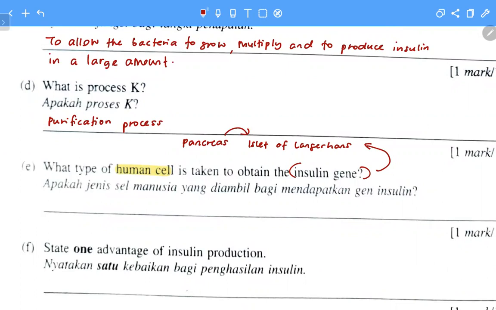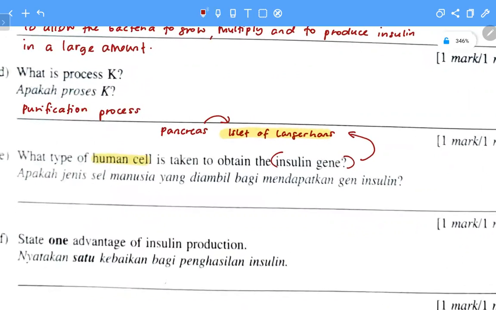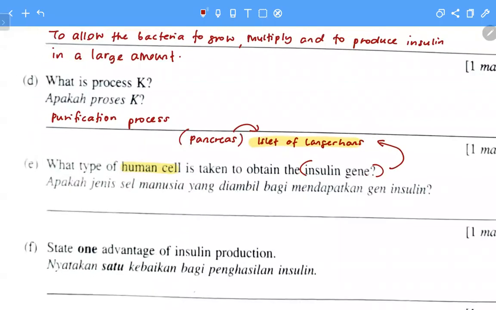So I would say, okay, like a two answer lah. I would say that this islet of Langerhans is more for biology students. So maybe you shouldn't remember this. I mean, it's a good thing to know. It is more or less general knowledge for you. But in your exam, I think just put pancreas cell. Okay, so cells from the pancreas.